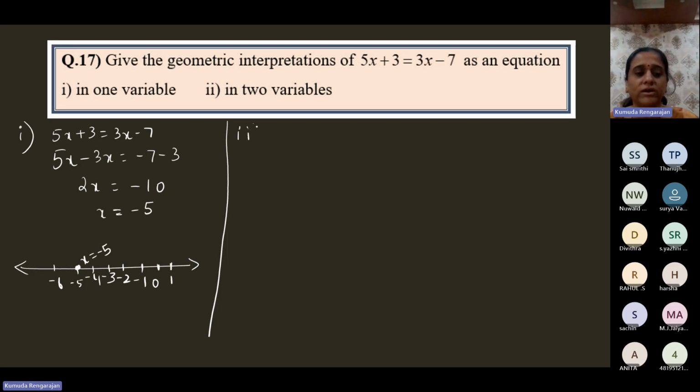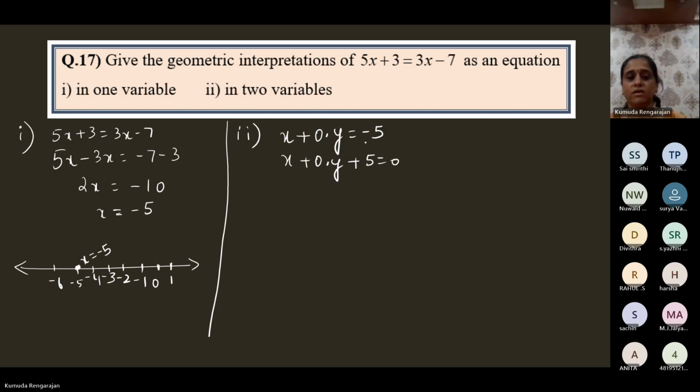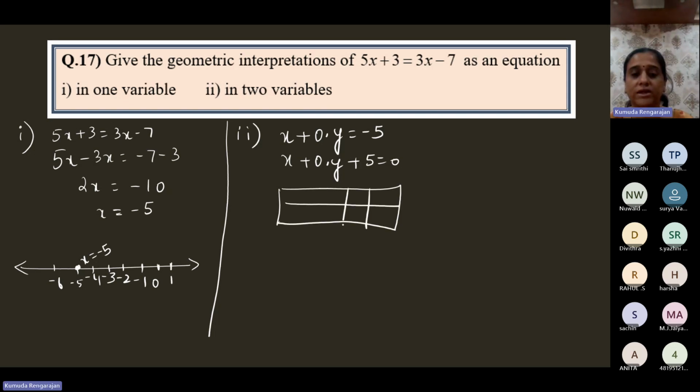Two variables x and y. x plus 0y is equal to minus 5, because x is equal to minus 5, right? So which is the missing variable? y. So x plus 0y plus 5 is equal to 0. Okay, so now we'll have to make the xy table.